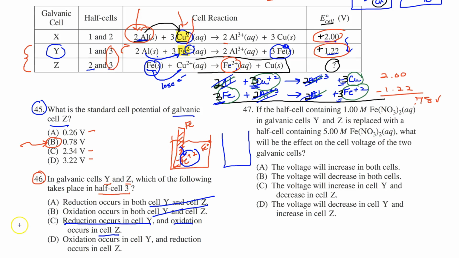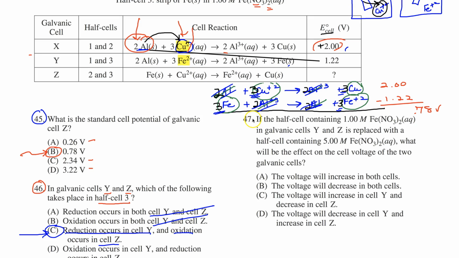So that's why C is the answer, and D makes no sense because it's the opposite of what you just said, oxidizing in cell Y. Well, no. If it's oxidizing in cell Y, Fe2 plus would lose an electron and become Fe plus 3, but it's becoming Fe0, so this is getting reduced. Okay, so 46 is C.